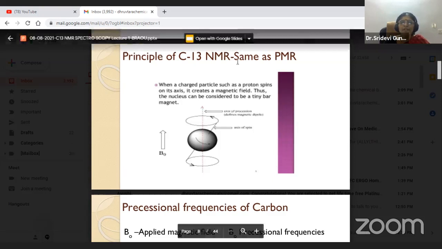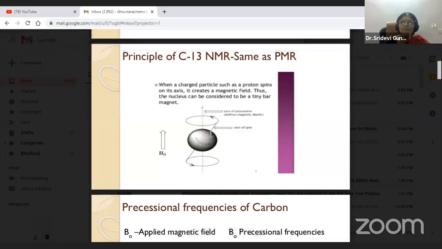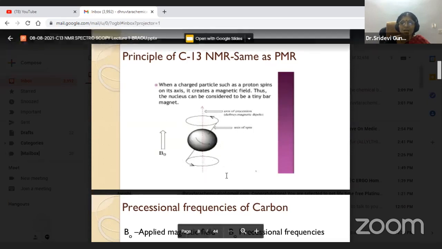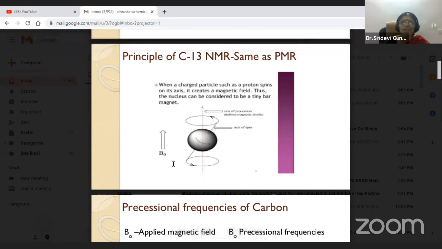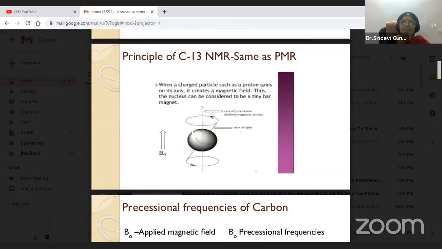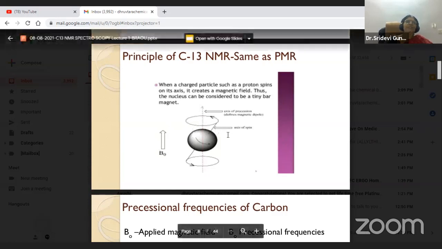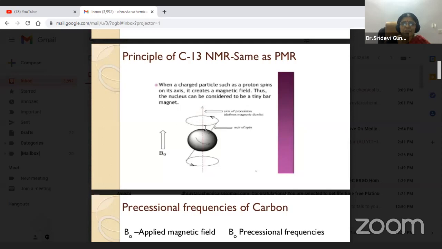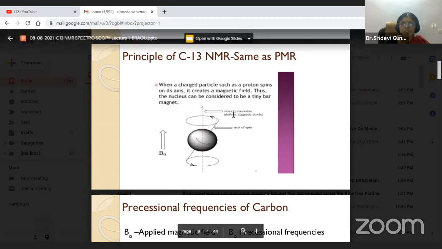And if you go around the temple, that is precession. Rotating around your own axis is spinning, and going round the sanctum in the temple is precession. So each nucleus has a different precessional frequency. That precessional frequency can be very fast or slow. It has a different precessional frequency.